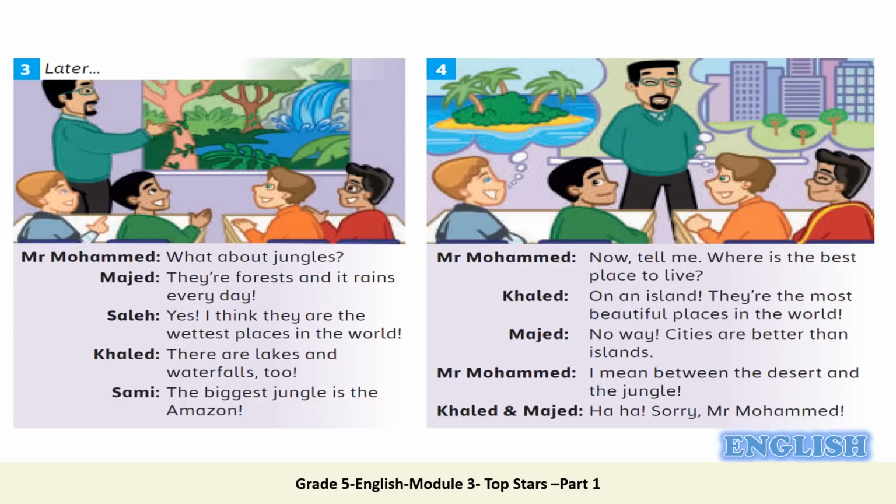Later. What about jungles? They're forests, and it rains every day. Yes, I think they are the wettest places in the world. There are lakes and waterfalls too. The biggest jungle is the Amazon. Now tell me, where is the best place to live? On an island. They're the most beautiful places in the world. No way. Cities are better than islands. I mean, between the desert and the jungle. Sorry, Mr. Mohammed.